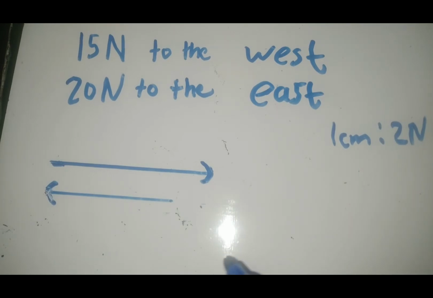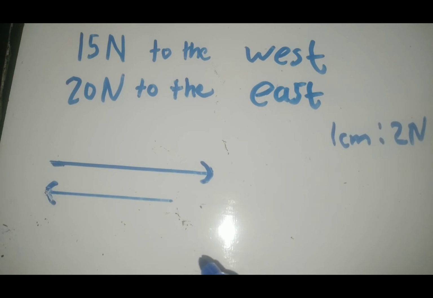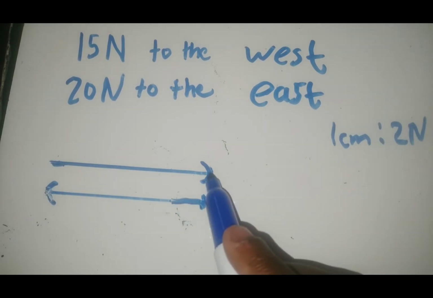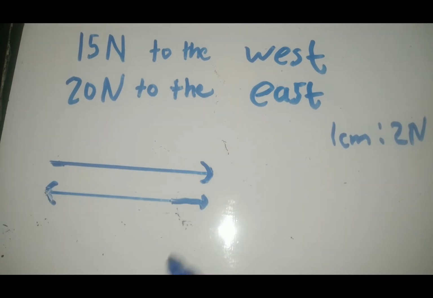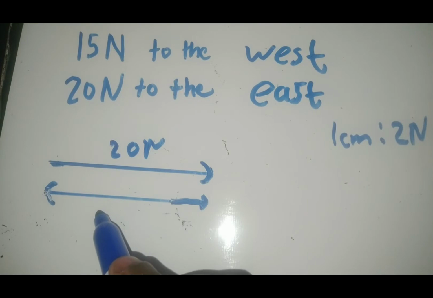Now we have to measure the resultant. The resultant is always from the tail of one to the head of the other. We're not using the head to tail method for it. The forces are head to tail, but the resultant starts from the tail of one force to the head of the other one. Notice it starts from the tail of this one to the head of the other one. Then we just have to measure it. Of course, this was the 20 newton vector and this was the 15 newton vector.